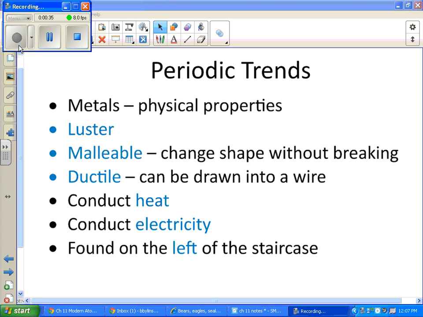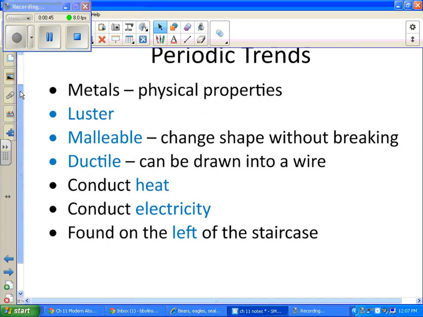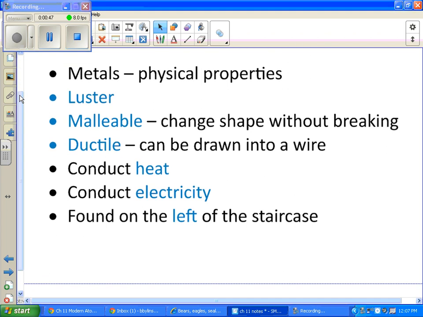Metals conduct heat. If you do any sort of cooking with metal pots and pans, you understand they heat up rather quickly. They conduct electricity, and they are found to the left of the staircase. And the staircase that we're talking about is the staircase on the periodic table. So if you look, it looks like this, okay? And the first element at the top is boron. So anything to the left of this is considered a metal.